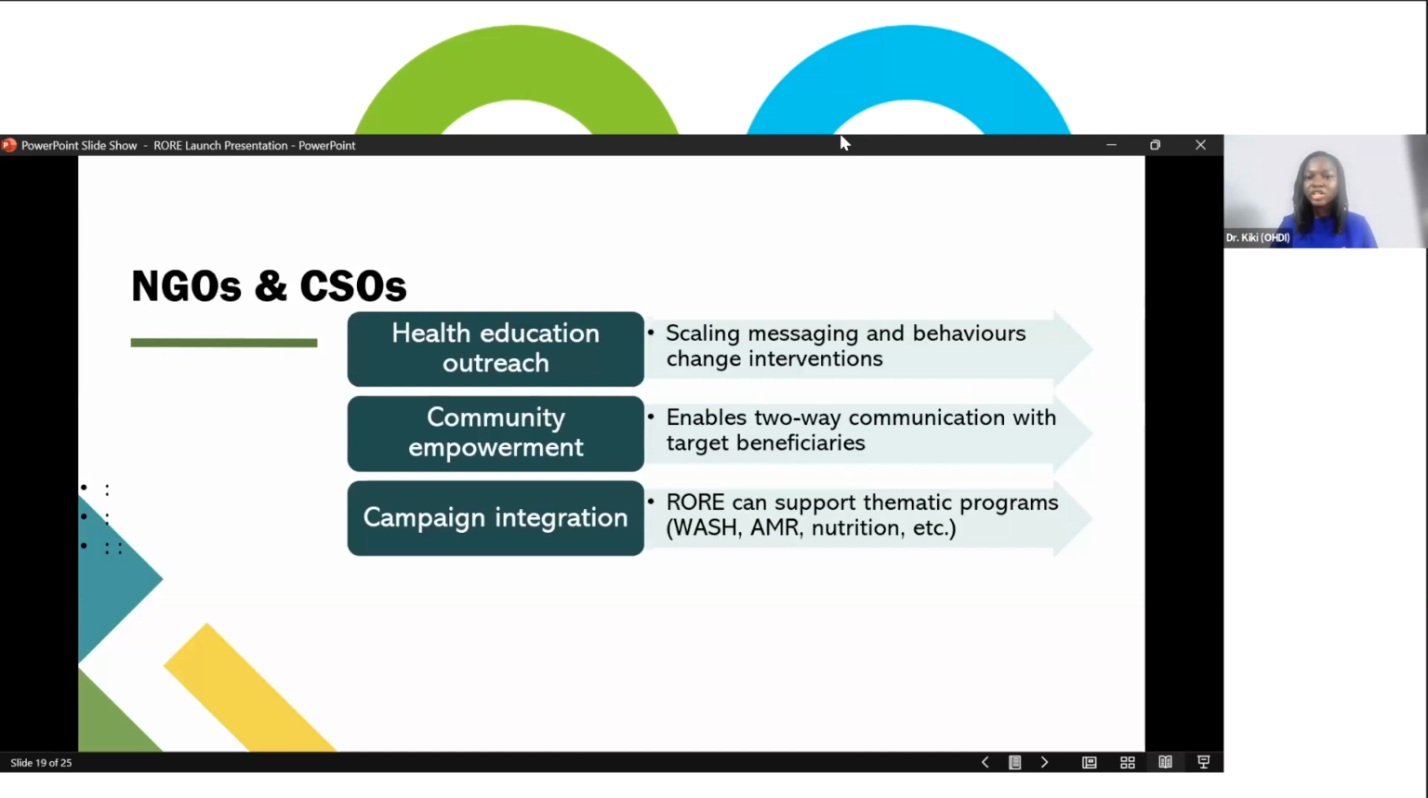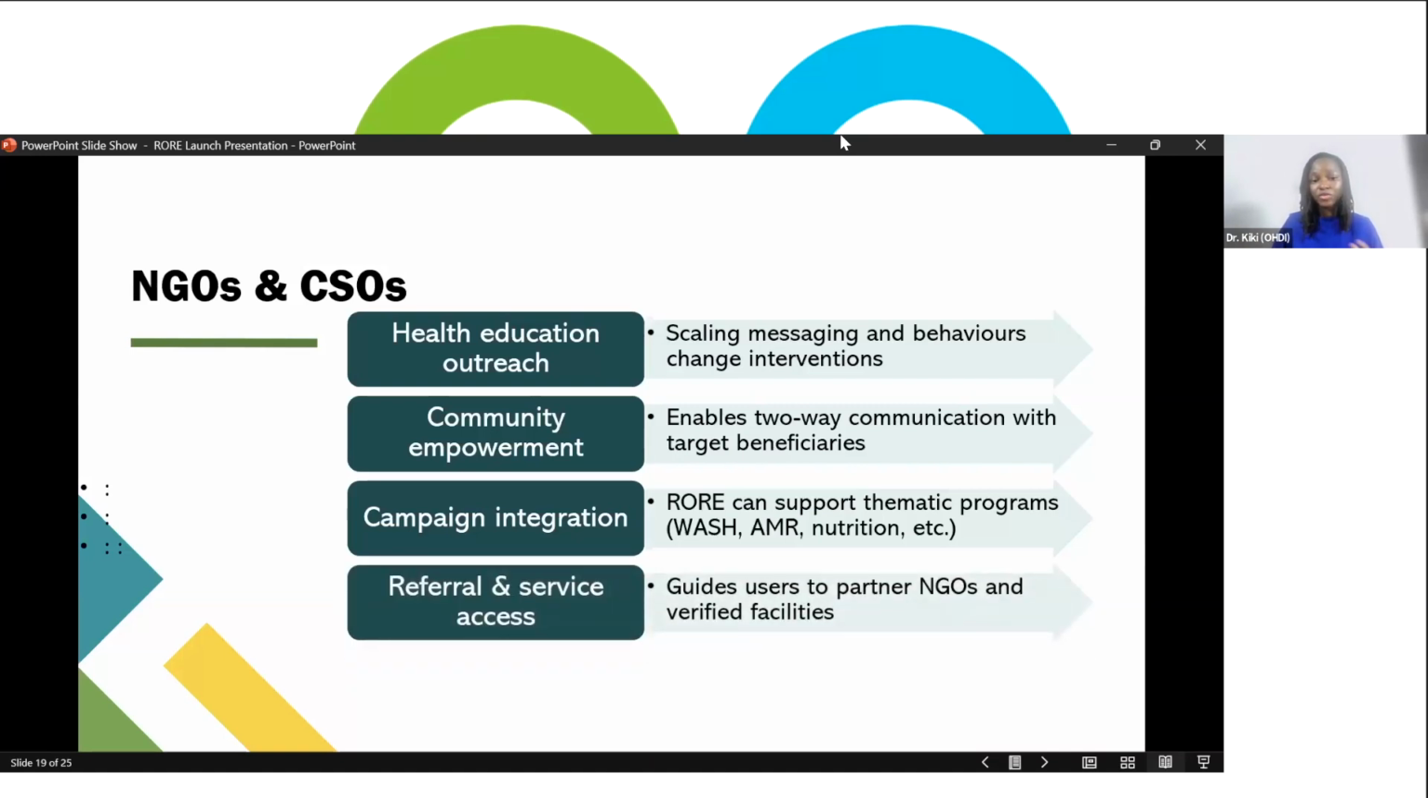So it's like a two-way communication with target beneficiaries, where you can also scale. If you have an important message you want to give, or certain messaging and a behavior change intervention you are doing, it can be well integrated into Rore. If there's a campaign you're running, like WASH, AMR, nutrition, or you can support thematic programs, it can be well integrated into Rore. It's flexible like that.